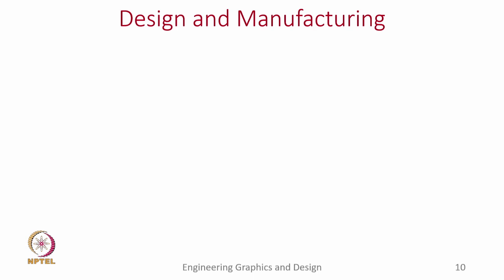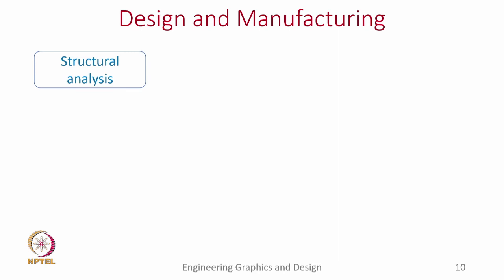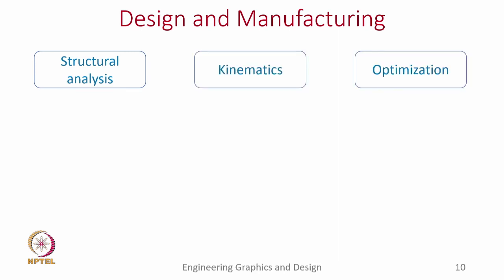So, to summarize, the solid models help us both in the design aspect as well as the manufacturing aspect of this idea of building devices. So, let us see a few components. We talked about structural analysis, kinematics, these are the kinds of analysis we do.